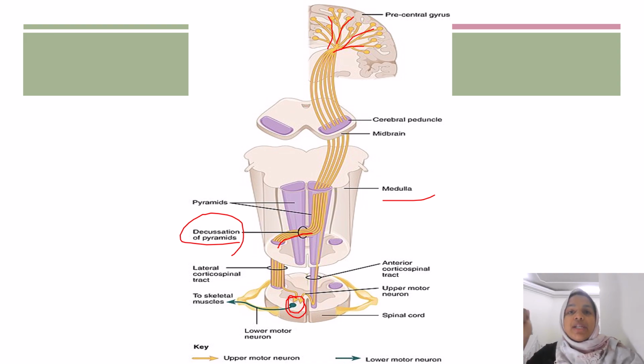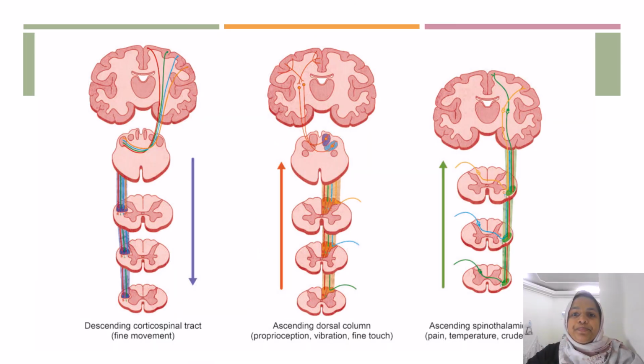So pain and temperature, lateral spinothalamic tract, crosses at the spinal level. The dorsal column tract, touch, pressure, two-point discrimination, vibration, proprioception, crossing at the medullary level, is running as the medial lemniscus. Pyramidal tract, motor pathway, crossing at the medulla, pyramidal decussation, and it is running down as the pyramidal tract, lateral corticospinal tract or pyramidal tract.